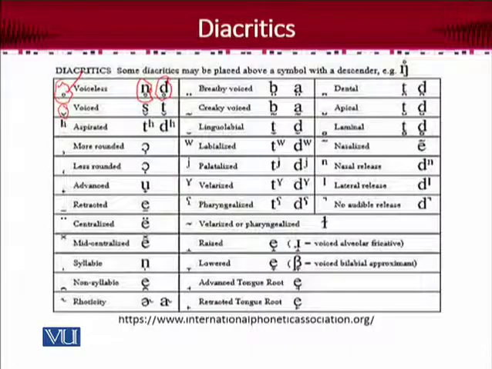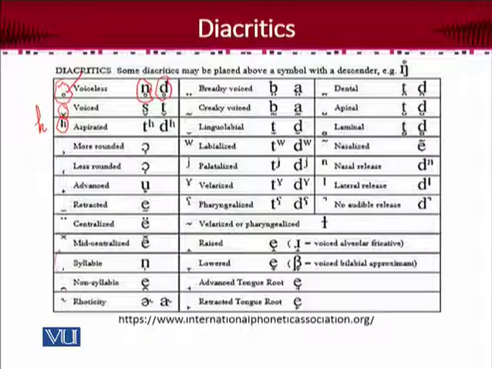Then this small h symbol, this is h. It is placed above a sound, like this is t, right? So this t is aspirated. This is the symbol of aspiration. And then there are more, but some are more important than others. So let me just mention some of those important ones.